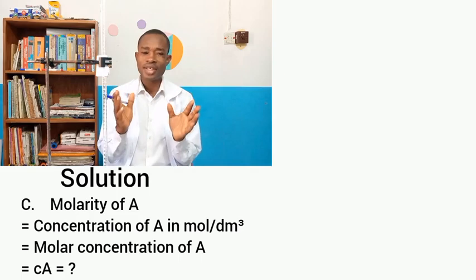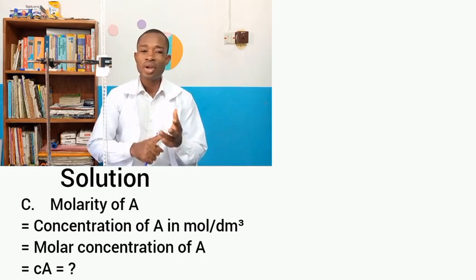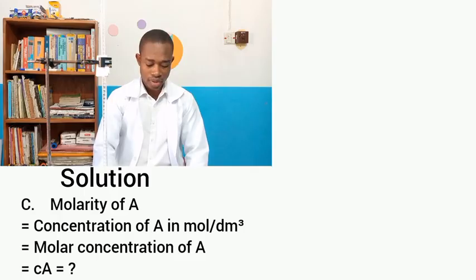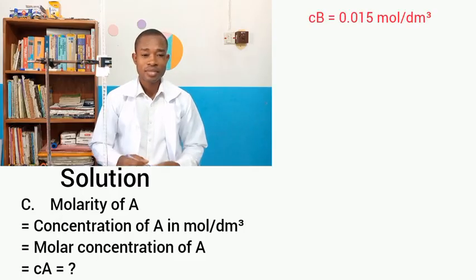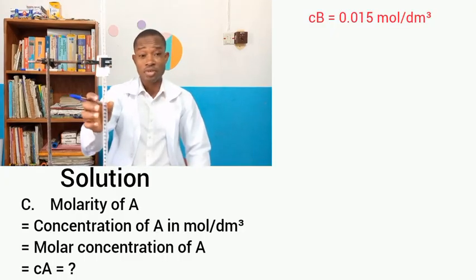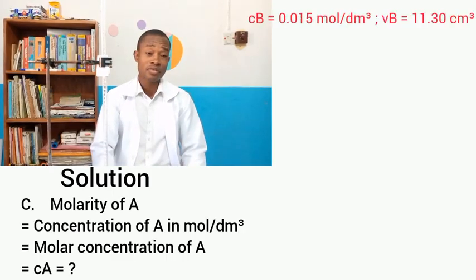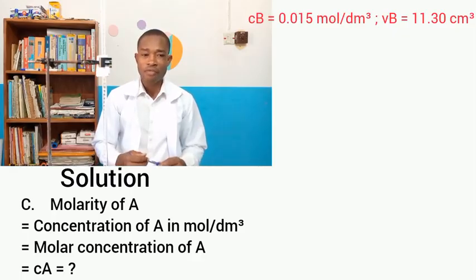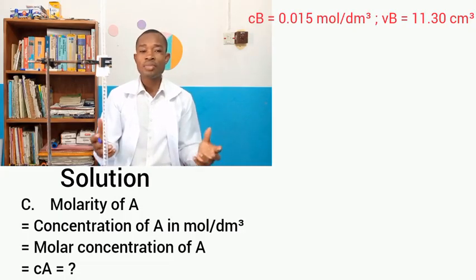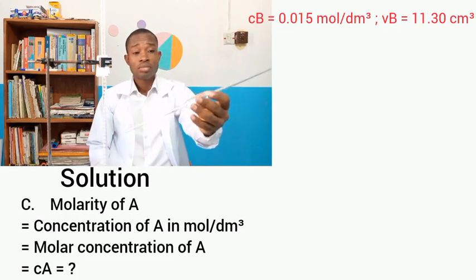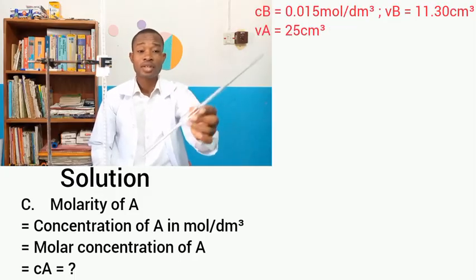We are going to quickly take a look at the data provided. Now you notice that we know the molarity of solution B, the molarity of potassium manganate(VII). It's given in the question to be 0.015. Also remember that we know the volume of B, which is the average volume of potassium manganate used, the titrant. We obtained it to be 11.30 cubic centimeter. Also recall that we know the volume of A, the volume of our analyte, ammonium iron(II) sulfate. The volume is the volume of our pipette, which is 25 cubic centimeter.